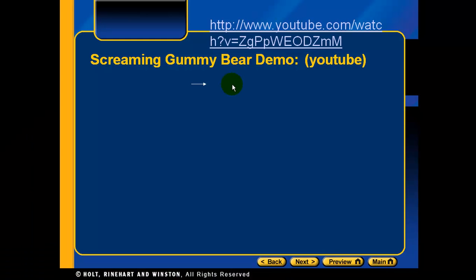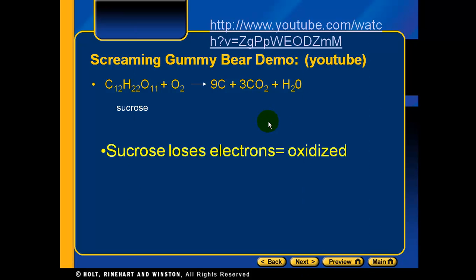Okay, pretty cool. In that demo, this was the reaction. The sucrose, which was the gummy bear, has the formula of C12H22O11, and was added to the oxygen that was released from the first reaction in the test tube. That yielded carbons plus carbon dioxides plus water. In this example, sucrose lost electrons. Sucrose lost electrons because it got smaller, it got broken down. Electrons were released. That means that sucrose was oxidized.